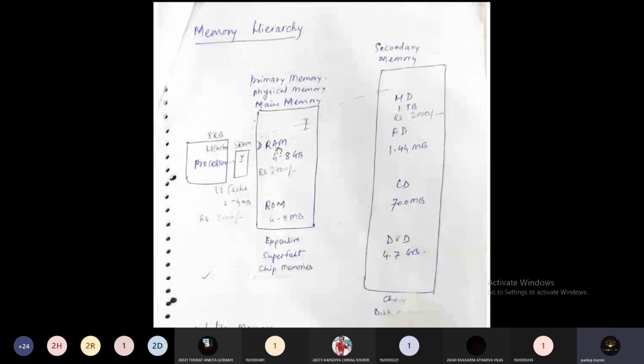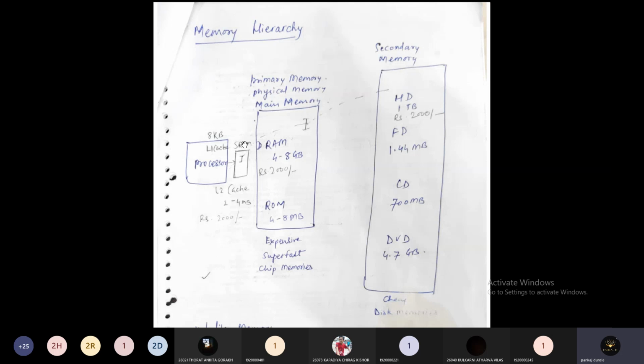Now, RAM are of two types. One is known as static RAM, another one is known as dynamic RAM, right? Dynamic RAM is relatively slower, but static RAMs are super fast and they are super expensive even. So in our computer system, dynamic RAMs are used. They are relatively cheaper.